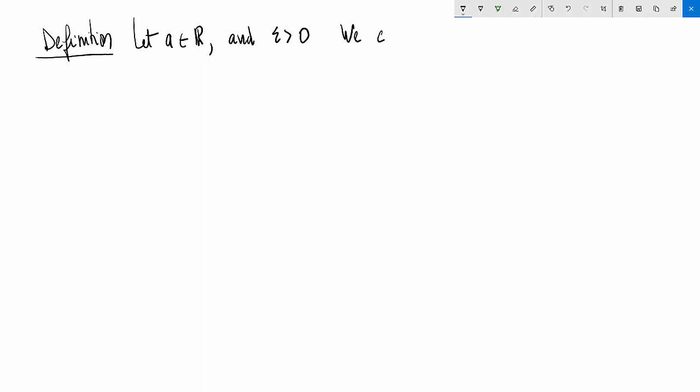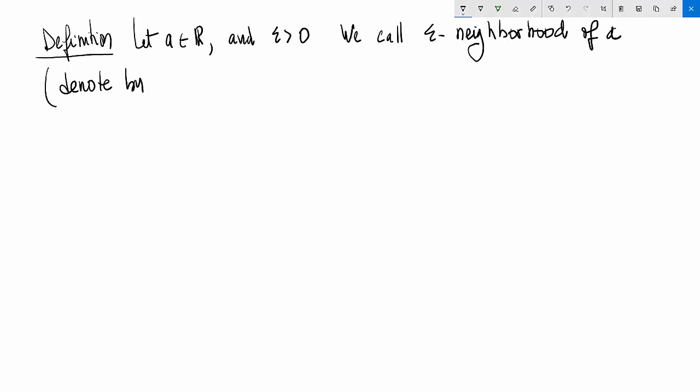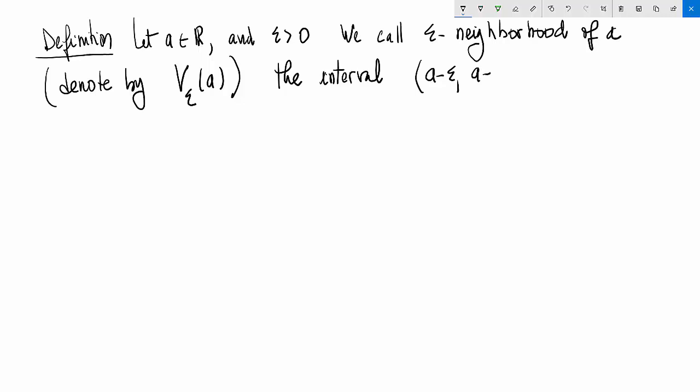All right, next, we'll look at the concept of a neighborhood. Let A be a real number, and suppose that epsilon is an arbitrarily chosen positive number. We call an epsilon neighborhood of A, and we denote this by V sub epsilon of A, simply the interval (A minus epsilon, A plus epsilon).